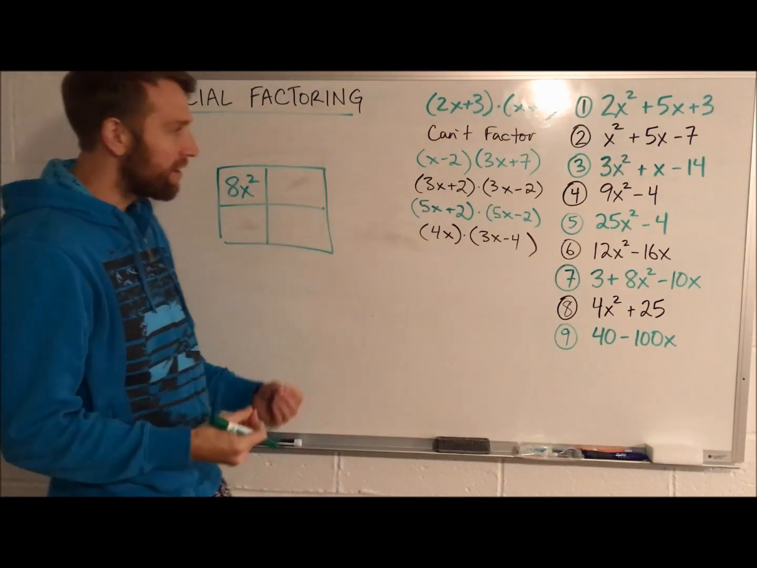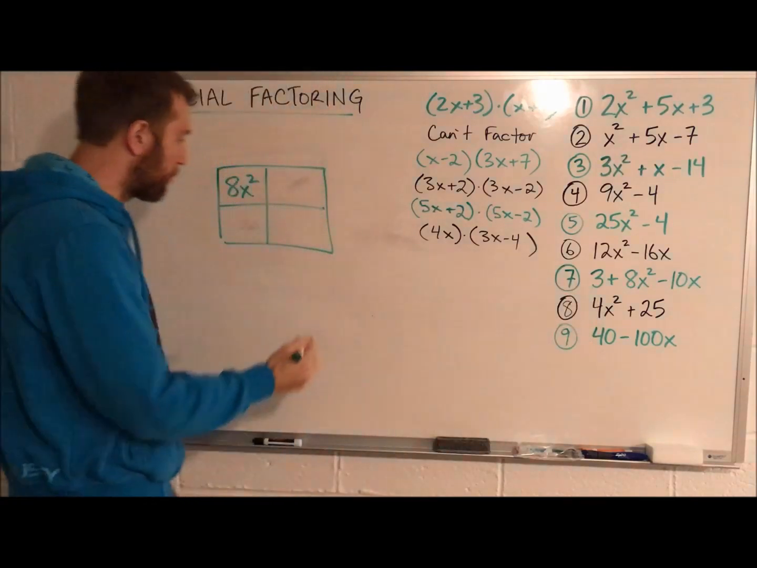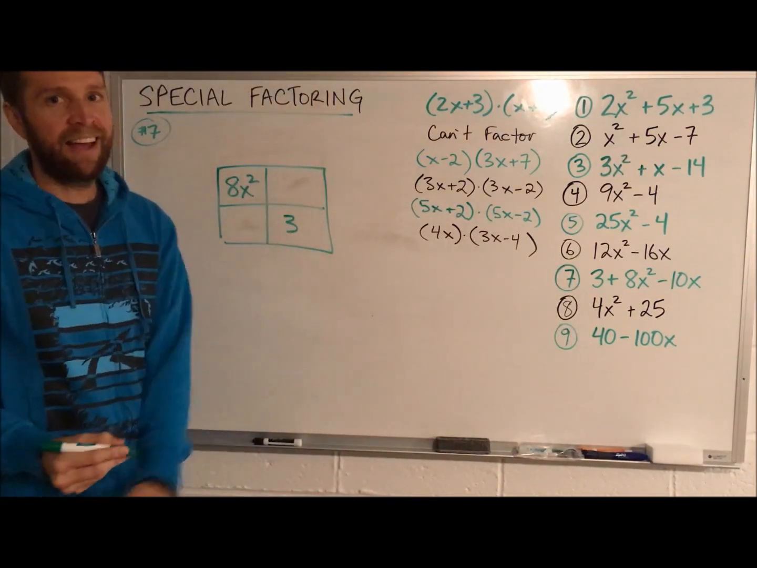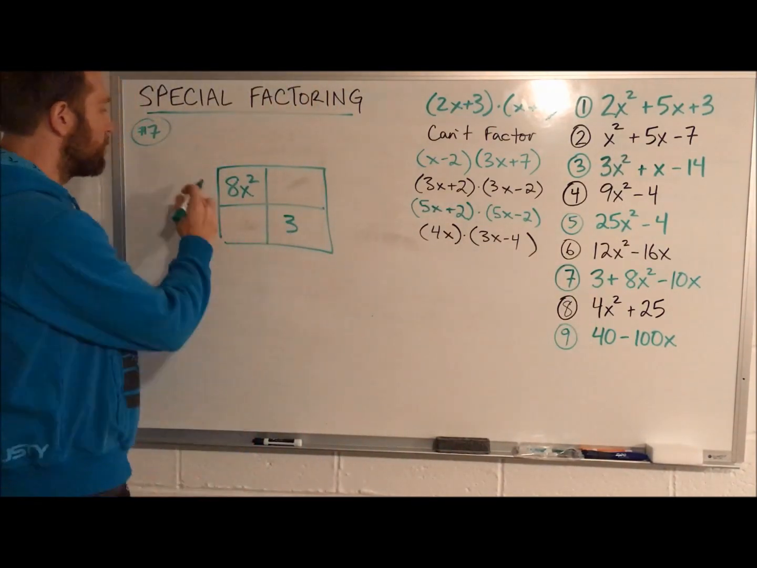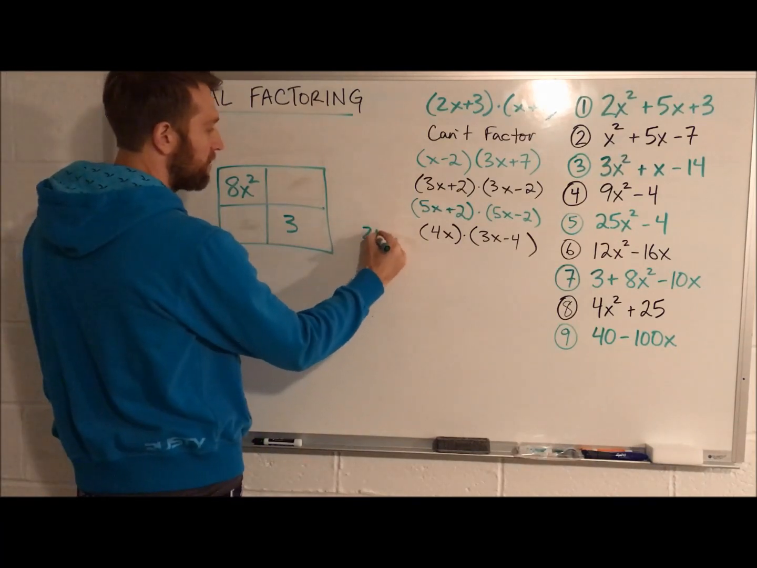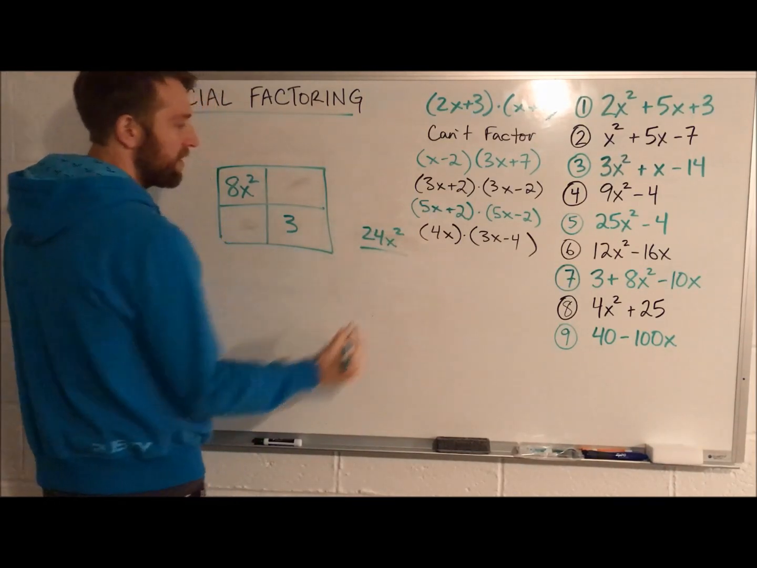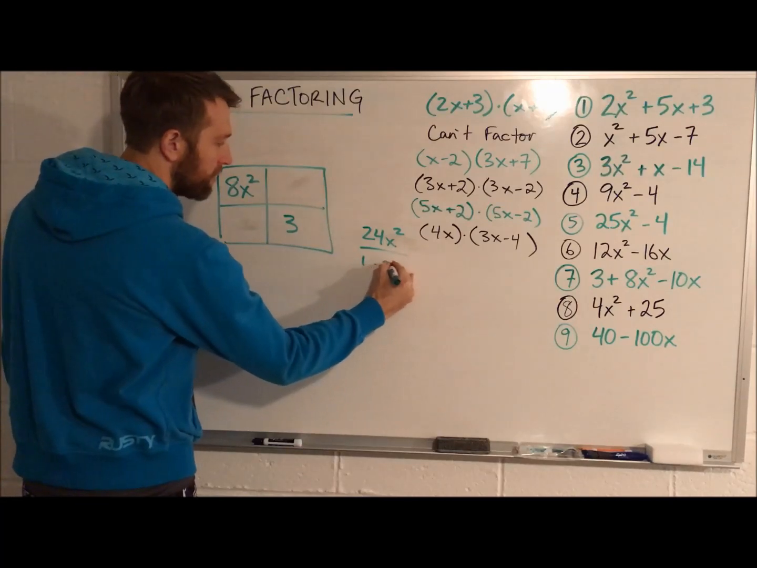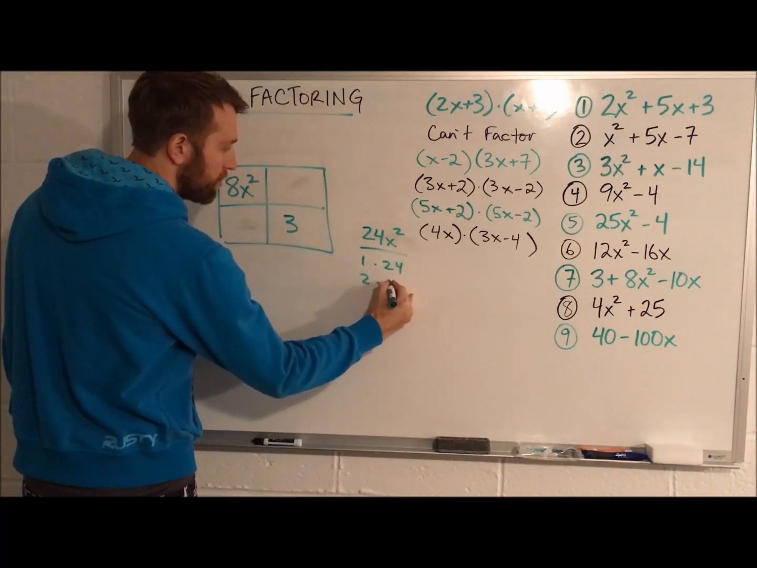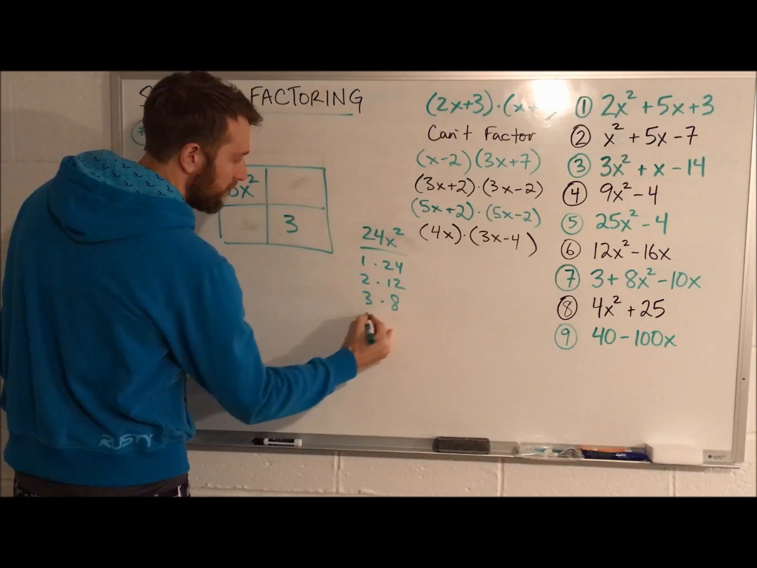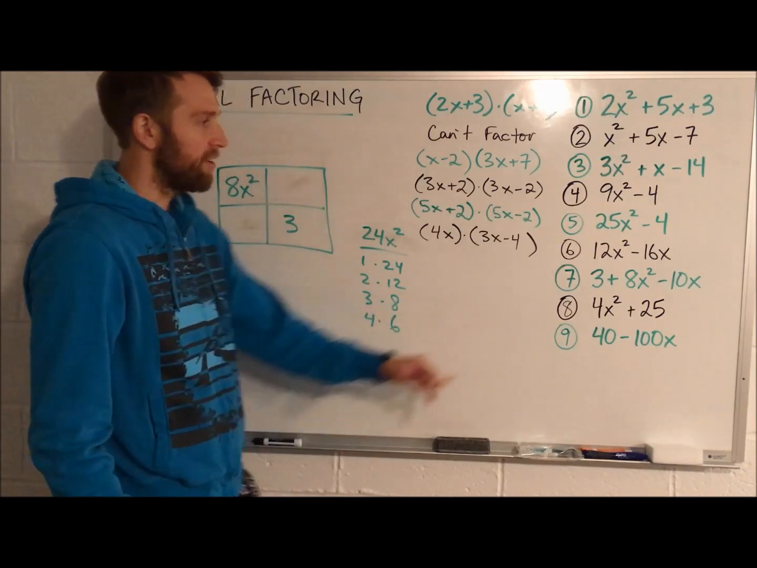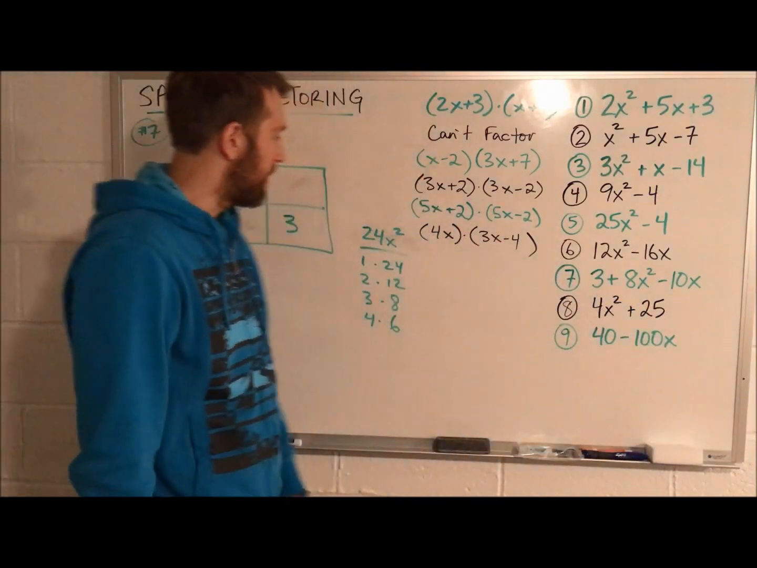Take that regular number, 3, and put it on that diagonal and multiply that diagonal. That's the trick. That's the key to factoring. 24x squared is what I really need to factor. Lots of ways to factor 24. 1 times 24, 2 times 12, 3 times 8, 4 times 6. Do I see a way that gets me negative 10?